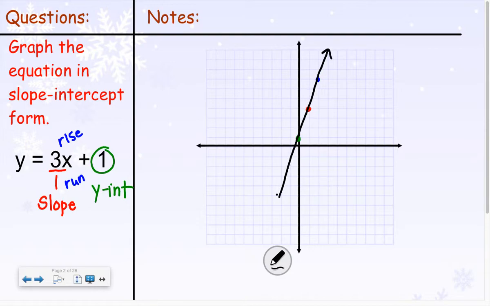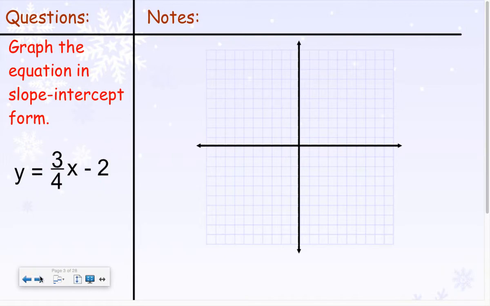Now let me show you why this is correct. If I look at this graph, my line crosses the y-axis at 1, which is right, that's what I needed. And if I count my slope, rise 3, run 1. If I do it again, rise 3, run 1. So all of them have a slope of 3 over 1, which is what I wanted. So there is my line.